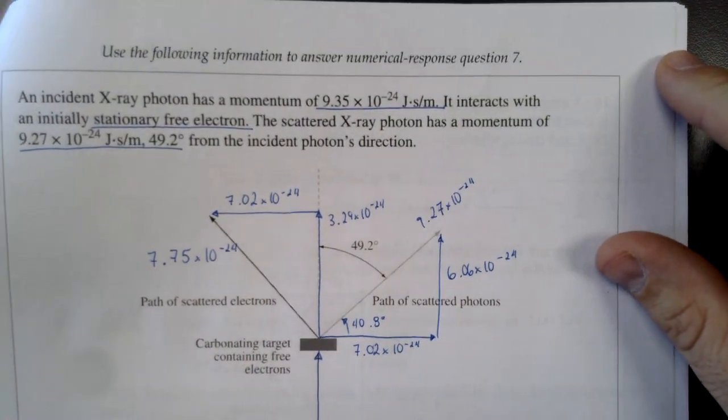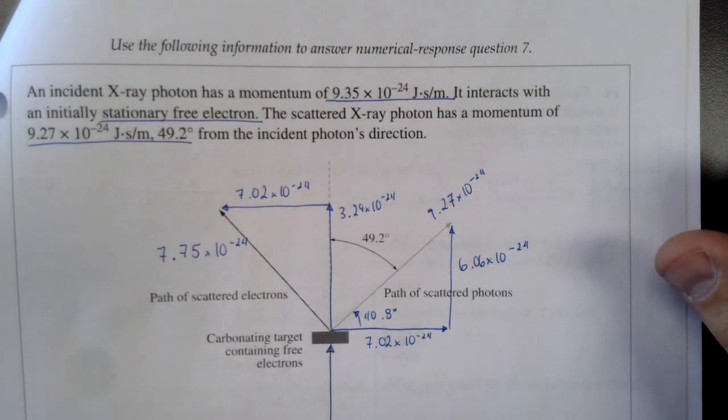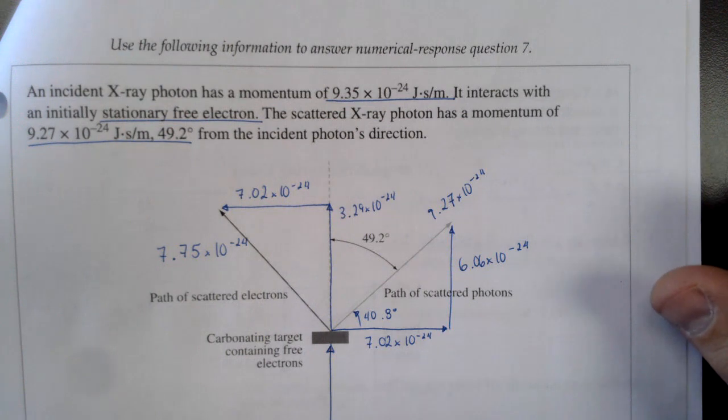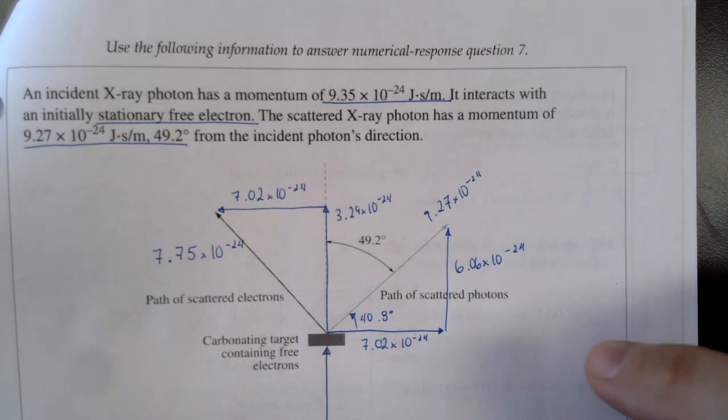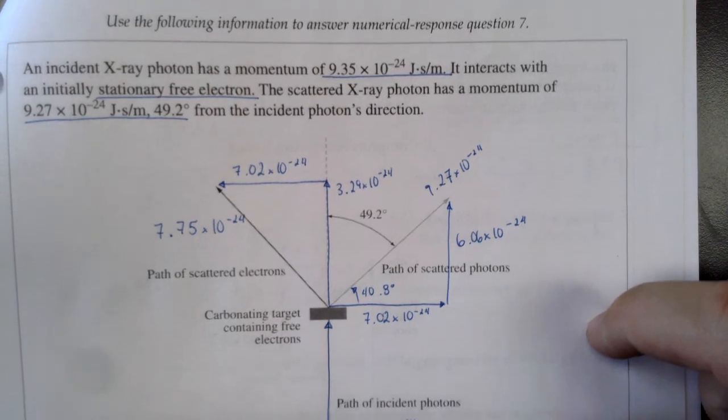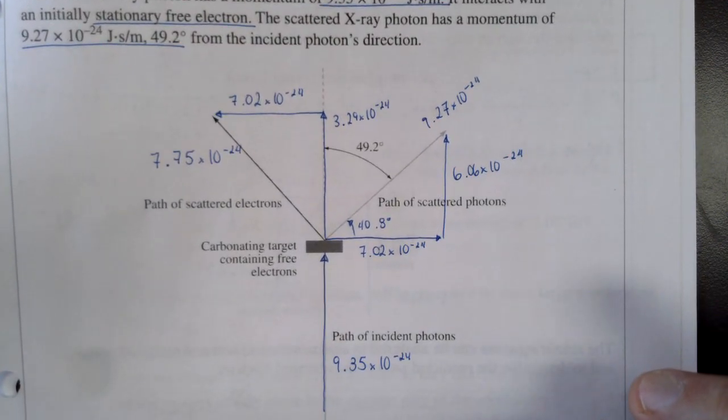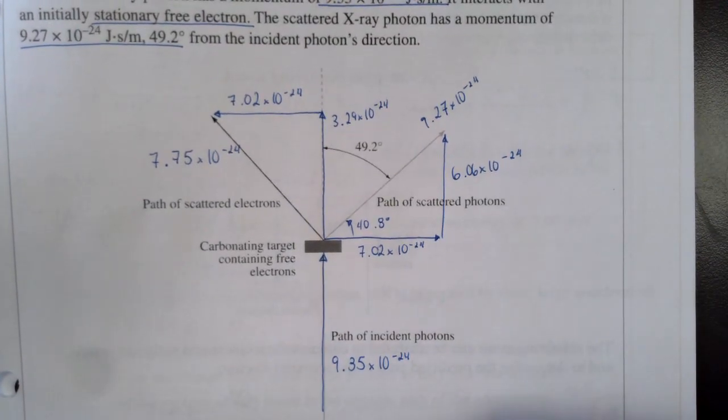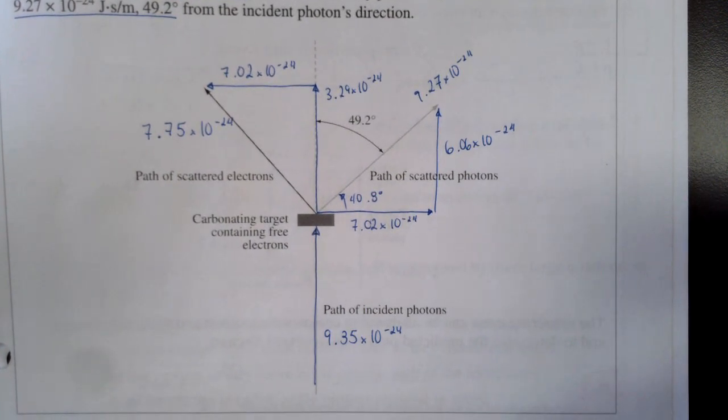Hey, it's Mr. K, Physics 30, Unit C review, numeric response number 7. All right, now this is not really a Compton effect question, even though it's got scattered photons and stuff. It's got all the information you need to just treat it like a momentum question.